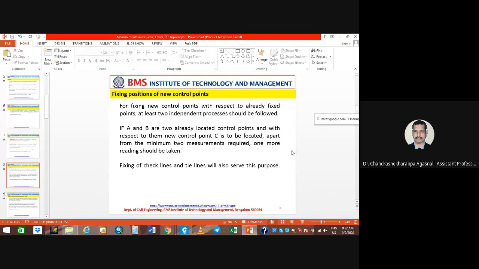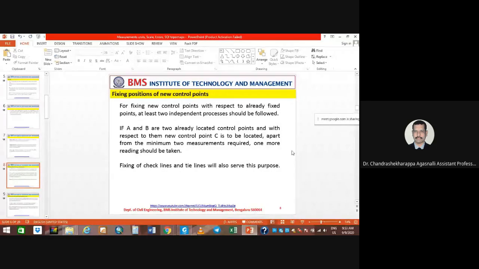The next part is fixing the position of new control points. What do we mean by fixing new control points? For fixing new control points with respect to already fixed points, at least two independent processes should be followed. For example, if A and B are two already located control points within your surveyed area, and with respect to them a new control point C should be located, apart from the minimum two measurements required, one more should be taken as a check.